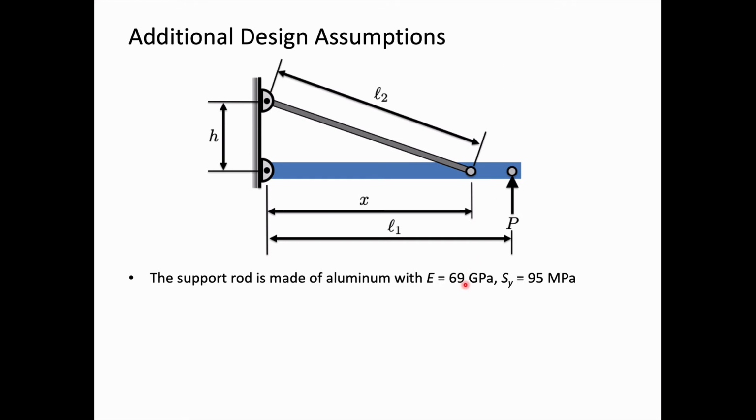The support rod is made of aluminum. It has a stiffness of 69 gigapascals, so these are units of pressure, and it has a yield strength of 95 megapascals. The yield strength is the maximum stress the material can withstand before it experiences permanent plastic deformation. Some fixed parameters important to this problem include the spacing between the supports on the left-hand side, that's a ½ meter. The length of the beam is 1 meter, and the applied load is 5,000 newtons or 5 kilonewtons.